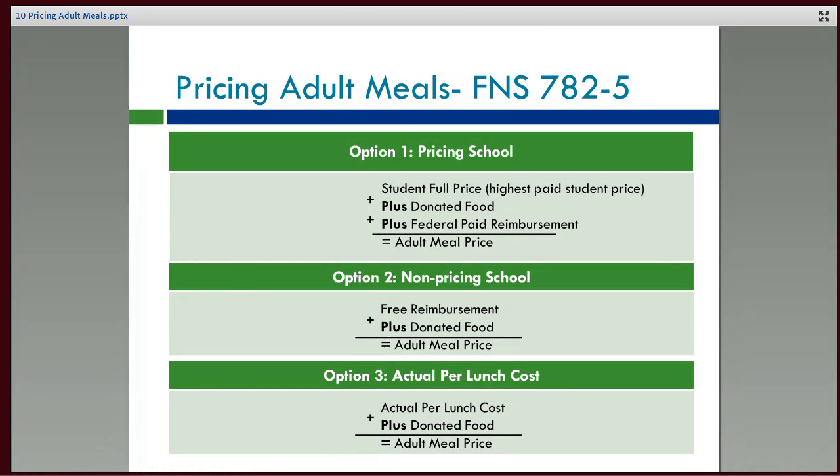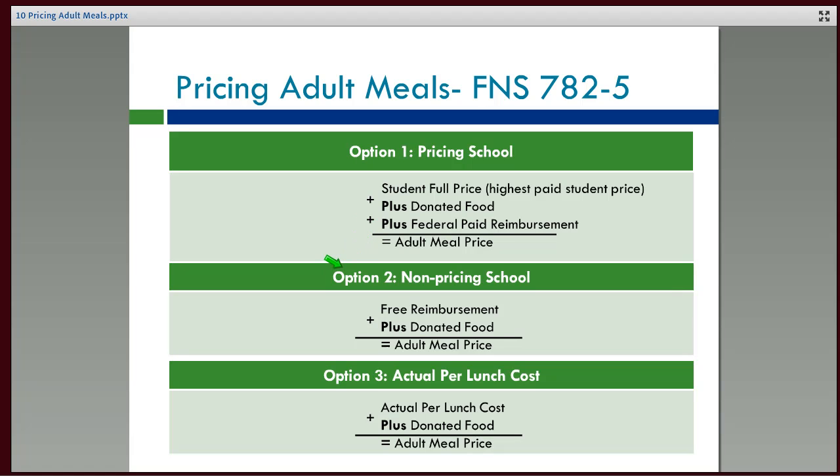There are three options for pricing adult meals. The first option is for pricing schools. In this option, you'll take the full student price, the highest paid student price, plus the value of donated foods, and then plus the federal paid reimbursement to get your adult meal price.